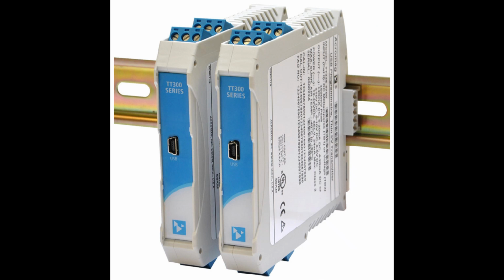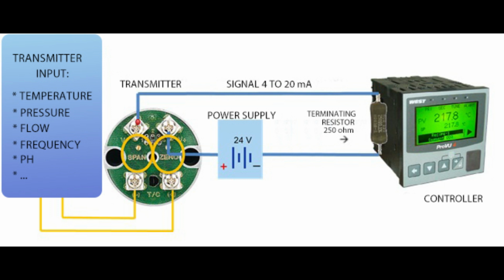Loop-powered. One of the significant advantages of the 4 to 20 milliamperes current loop is that it is loop-powered. This means that the current signal is carried on the same two wires that power the field devices. As a result, there is no need for separate power wiring, simplifying the installation and reducing costs.